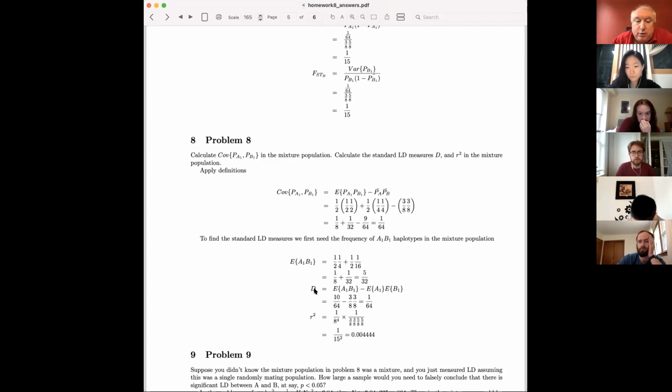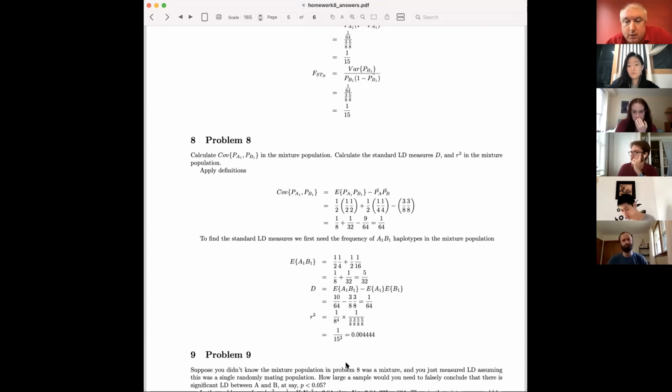So the linkage disequilibrium, the apparent linkage disequilibrium in the mixture, is equal to the frequency of the gamete minus the frequencies of the individual alleles. In this case, 5/32 is 10/64. The individual allele frequencies give 9/64, so D is 1/64. So that value is absolutely the same between the two. And here we can calculate R squared. R squared is something like D squared over the individual frequencies, and I got a value of R squared is 1/15 squared.